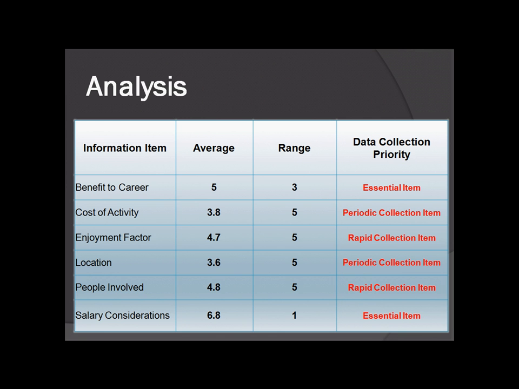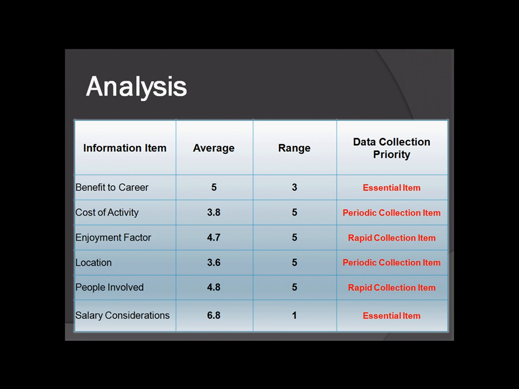A high average rating but a wide range across the issues marks the information item as a rapid collection item. Action is not required, but one should begin planning for data collection. A low average rating and a wide range across the items designates the information item as a periodic collection item. Data should be collected on these items when needed. A low average rating and a low range designates a low priority item. These items can generally be ignored.